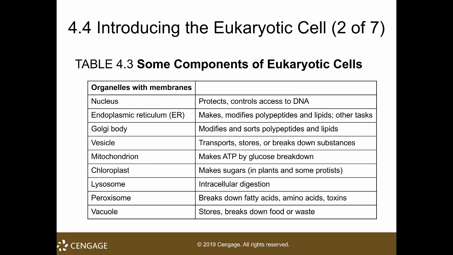And then you have the chloroplast for plants. You have your chlorophyll there, and it's responsible for making sugars, glucose. Lysosomes are the organelles responsible for the digestion of harmful substances, as well as the breakdown of garbage or waste materials. We also have the peroxisome, similar to the lysosome. It's for the breakdown of fatty acids, amino acids, and toxins. The difference between both of them is how they actually break down those materials. The other one is the vacuole. It's for the storage of food or waste.